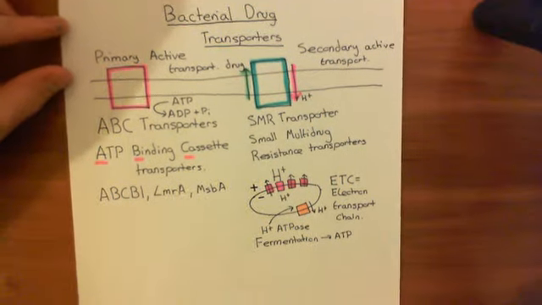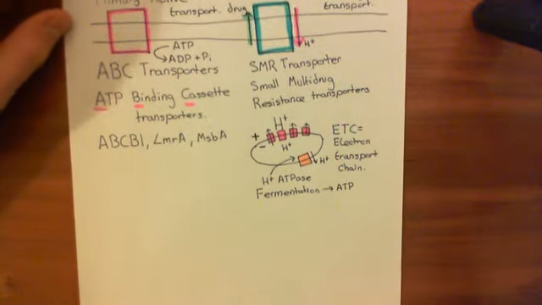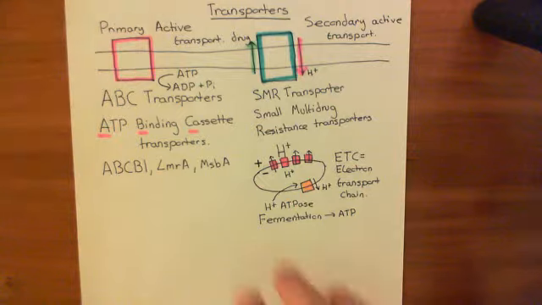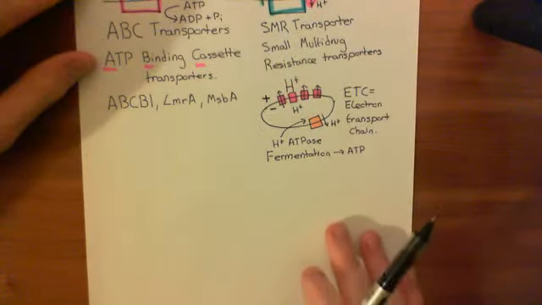Okay, so welcome to this next video on bacterial drug transporters. So far we have seen two major families of drug transporters that bacteria use, namely the ABC transporters, standing for the ATP binding cassette transporters, and the SMR transporters, standing for small multi-drug resistance transporters. Now, we're going to look at some other families. So, let me introduce you to the next one.